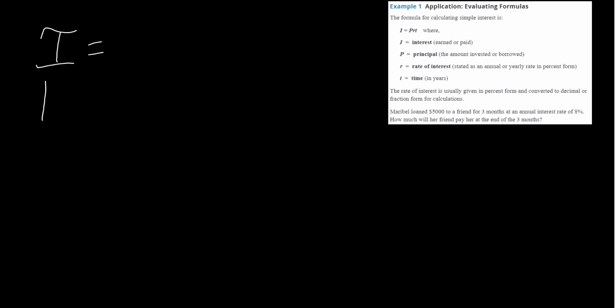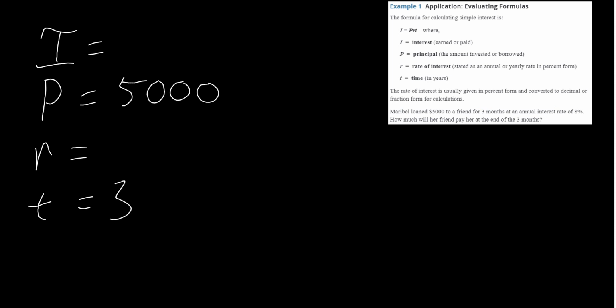I, P, R, T. Okay, so looking at the problem, Maribel loaned $5,000 to a friend. $5,000 will be the principal. Okay, to a friend for 3 months. 3 months is going to be the time, at an annual interest rate of 8%, which is 0.08 if you write it in decimal form. We talked about that before. We want to find out how much will her friend pay her at the end of the 3 months.